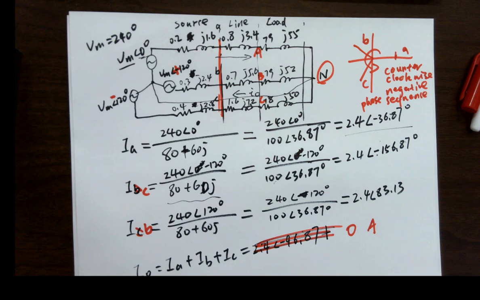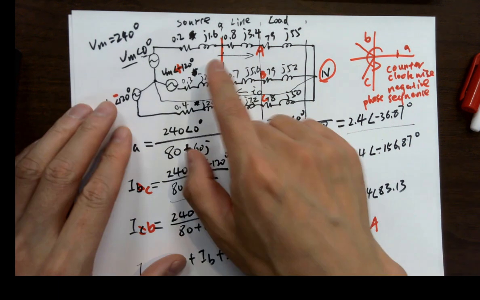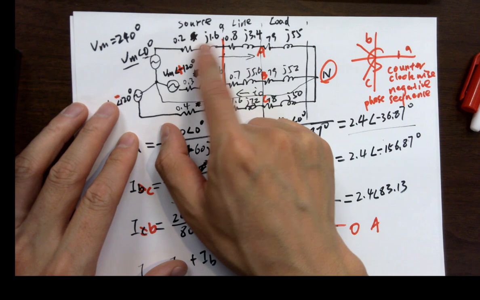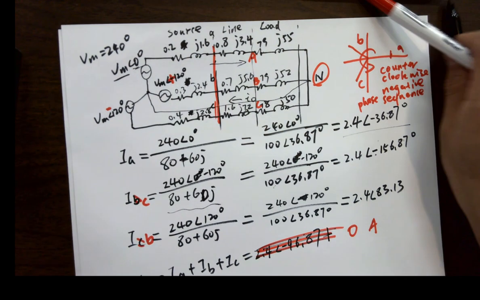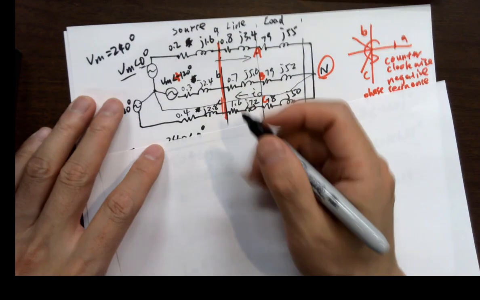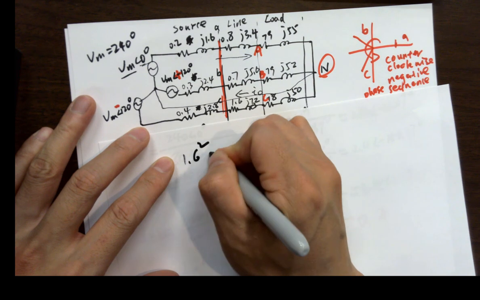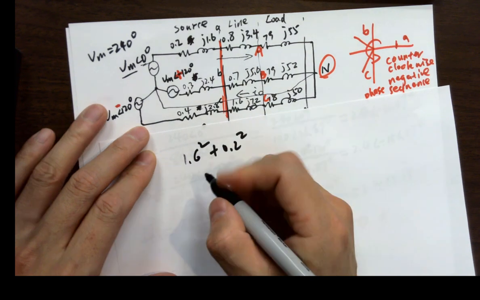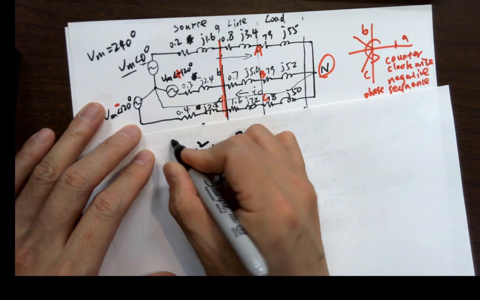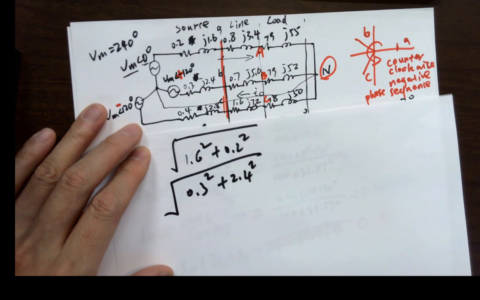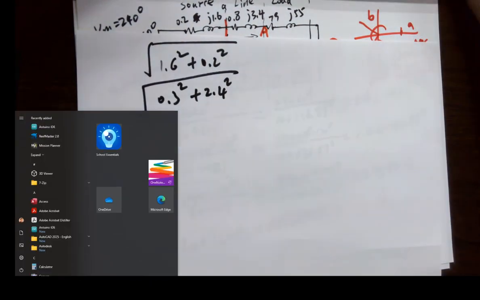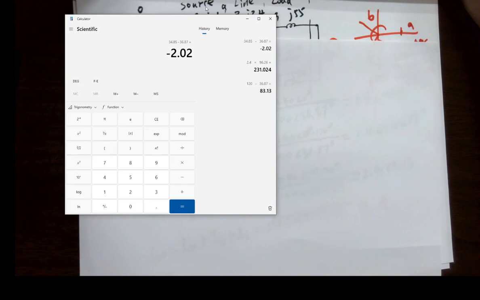But what about amplitude or magnitude? These currents are 2.4, but if you want to calculate the magnitude, you have to look at the magnitude of the impedance here. So what about 1.6 square plus 0.2 square and 0.3 square plus 2.4 square? We just need to find out if they are equal, and I really doubt it. They're not equal, right? Let's take a look.